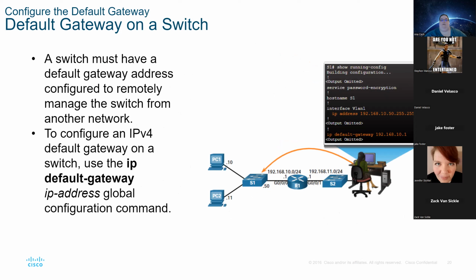A switch must have a default gateway address configured to remotely manage the switch from another network. To configure an IPv4 default gateway on a switch, use the ip default-gateway ip-address global configuration command. And you can see there's a little text box up here that shows that. And then on the bottom, you can see it applied.